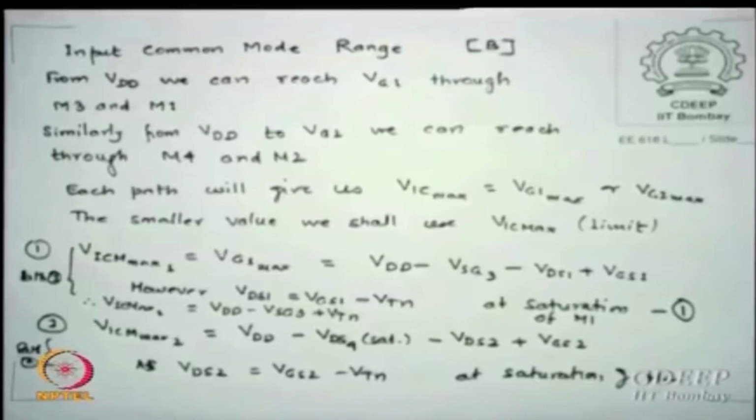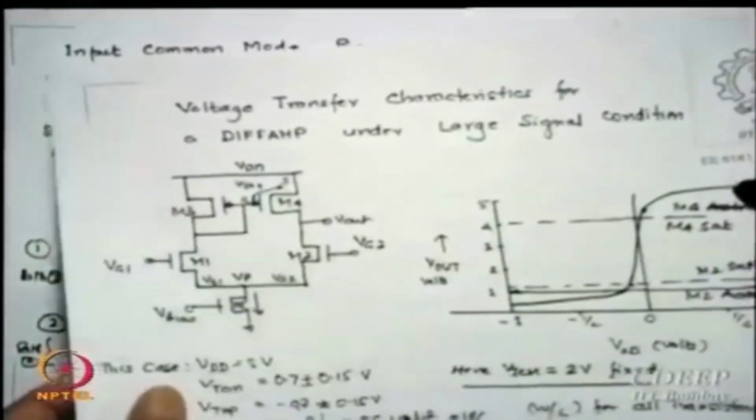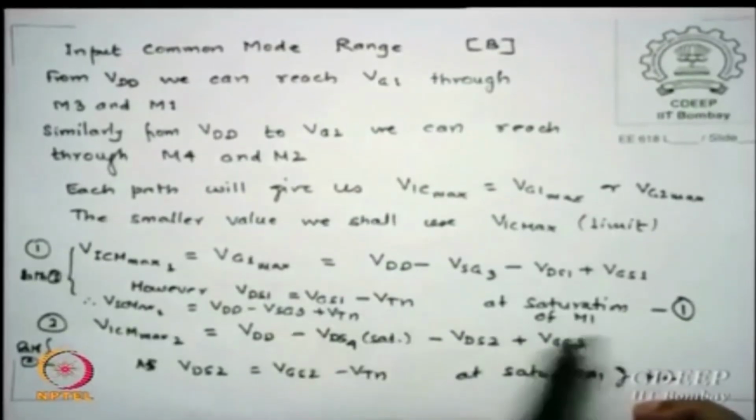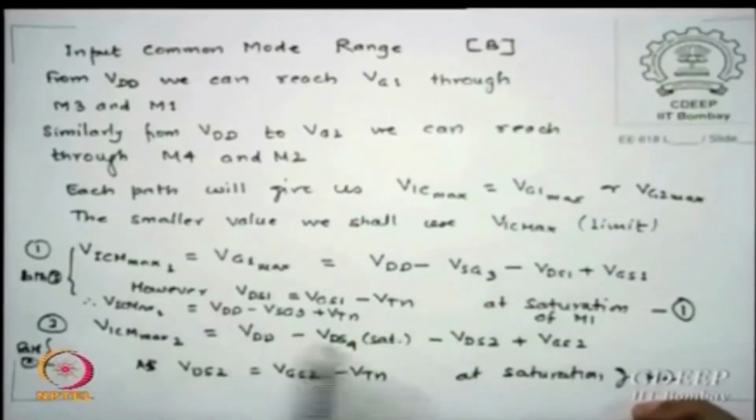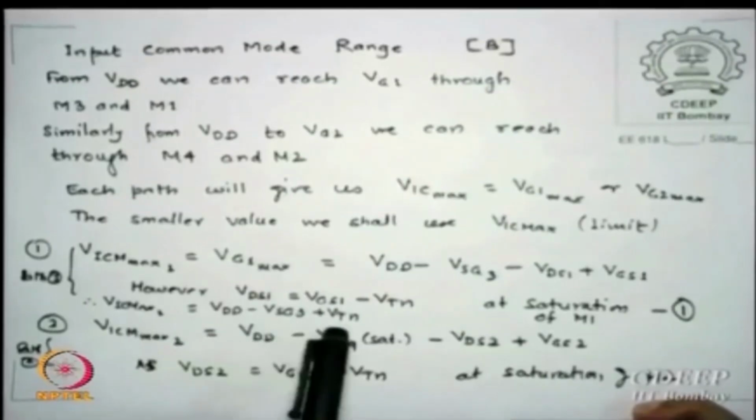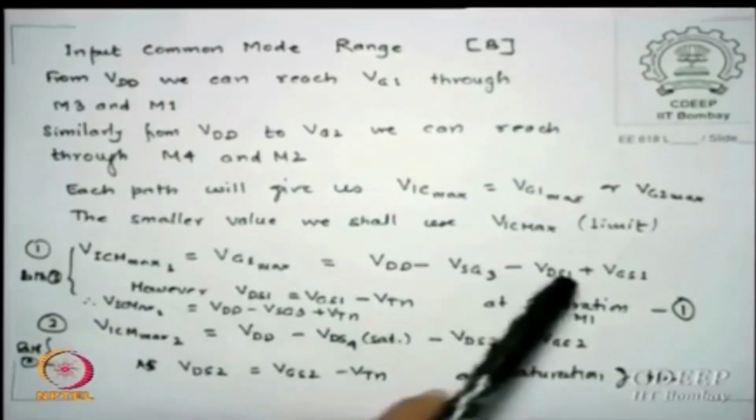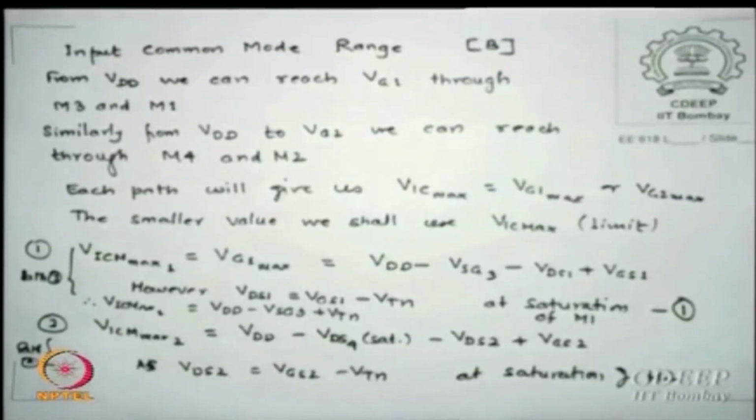However, at the edge of saturation, what is VDS1? When this transistor is at the edge, VGS minus VT is equal to VDS, the least value of that. So I write VDS1 is VGS1 minus VTN at the edge of saturation. So I write VICM max 1 is VDD minus VSG3, and I substitute this VDS1 here. So I get VDD minus VSG3 plus VTN. Is that clear to you? I substituted VDS1 in terms of VGS1 minus VT, and then VGS1 cancelled and VT became positive. So VICM maximum 1 is VDD minus VSG3 plus VTN.